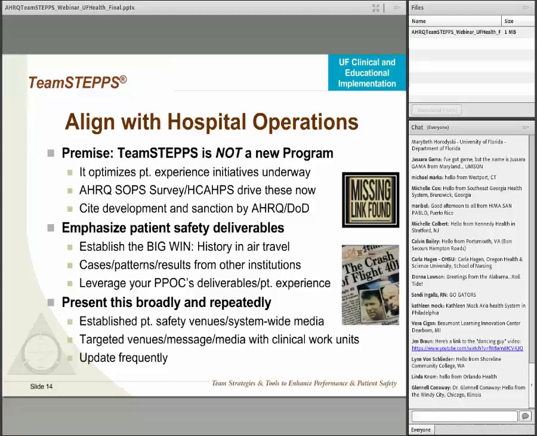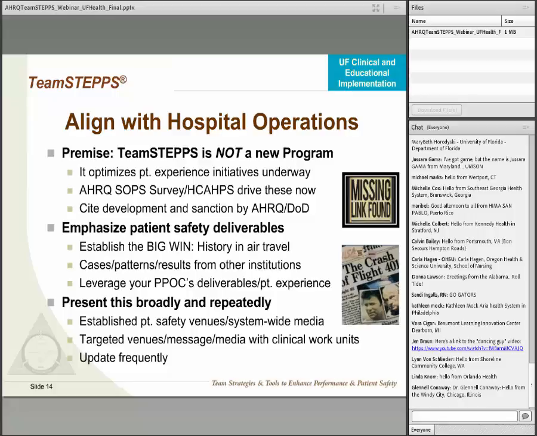Interestingly enough, we're already big believers in the AHRQ Survey on Patient Safety Culture. We use it, and HCAHPS. We use these to drive what we're doing now. So there's a win-win with measurement, and we can look at what other facilities have done and the history of the sanctioning by AHRQ and the Department of Defense. This is powerful. When you start talking about this, people pay attention, and it's that hook to get you to hear what I'm saying, because sometimes they think they know what TeamSTEPPS is, but they may not.